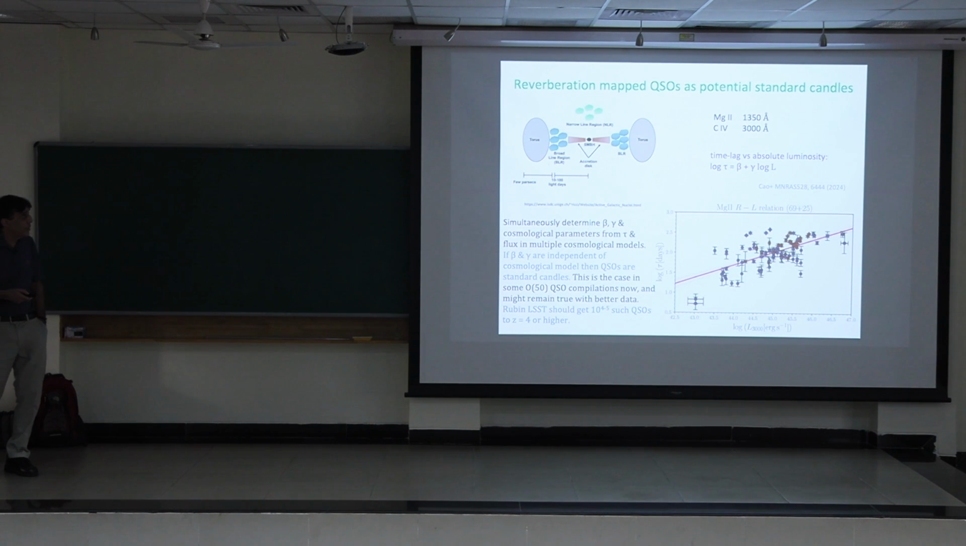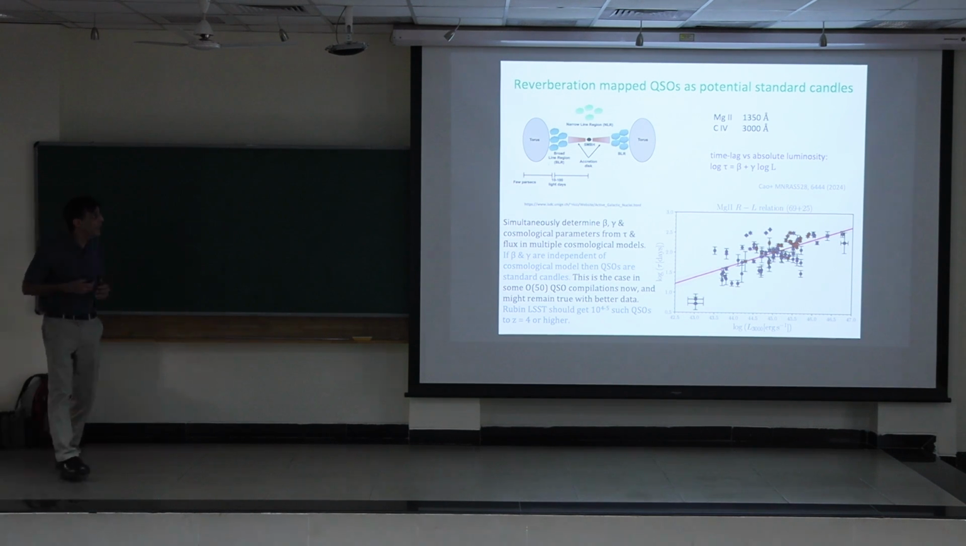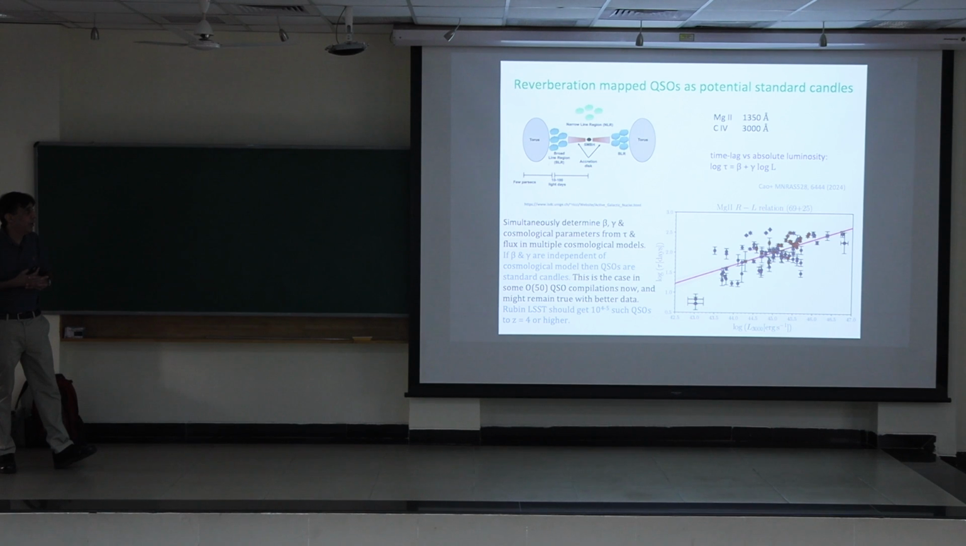So the reverberation mapped quasars are one possible probe. The way this works is you get the light from the black hole, so that's the torus, and that's the broad-line region, and then you get light from there, and you can then measure the time lag. You're assuming that the black hole is creating all that power and then it's lighting these up, so you can measure the time lag, and that's this variable tau.